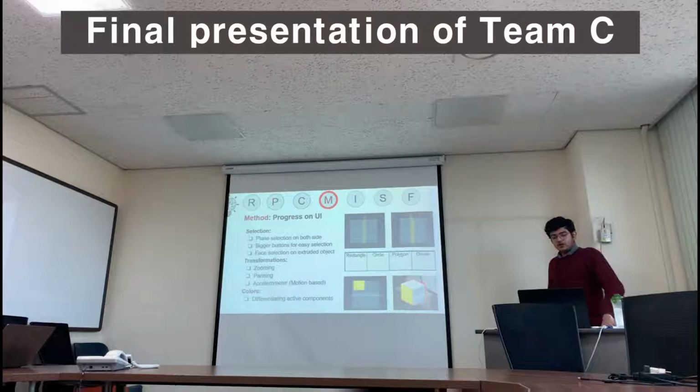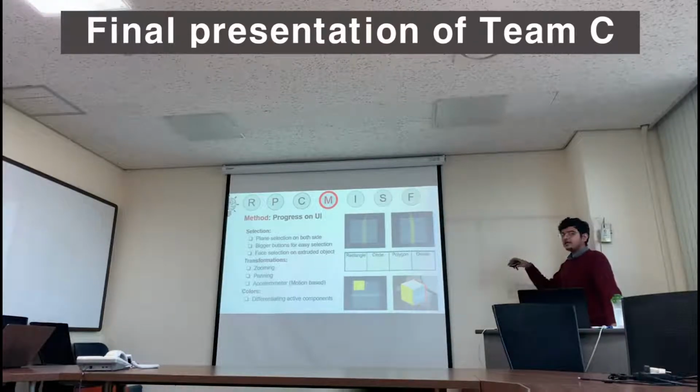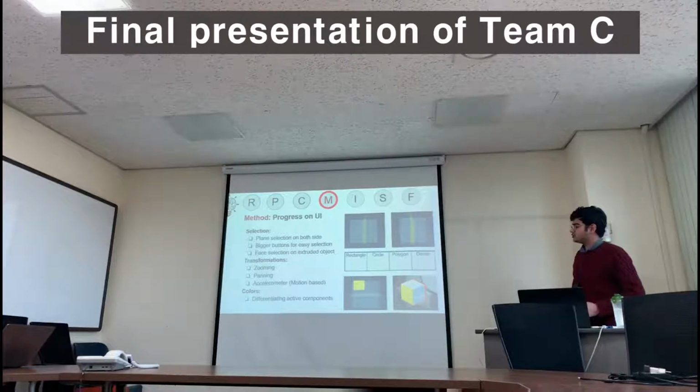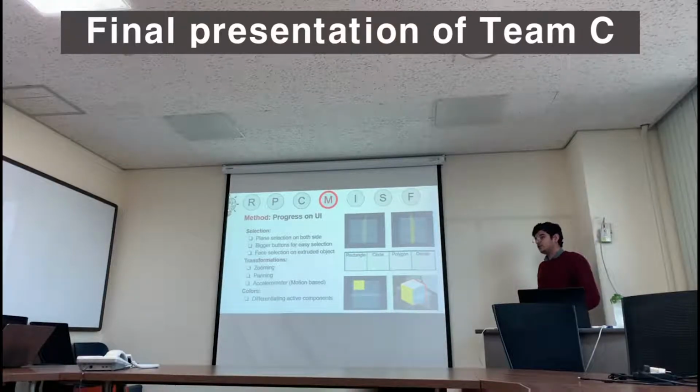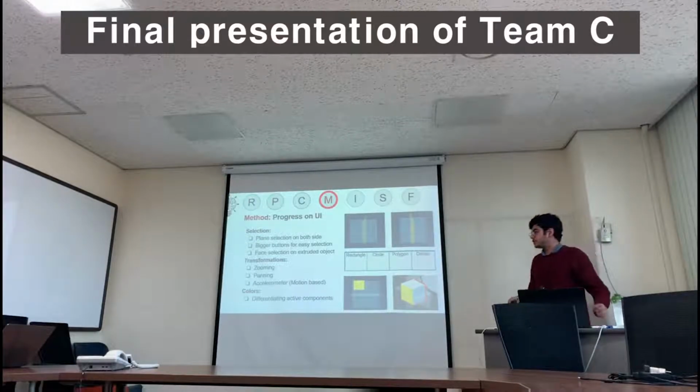Continuing the progress on UI, in the selection I just told you that we can select the plane from both sides. We had to make this function because it's not inside Unity. We made bigger buttons because it's easy to select on the smartphone, and we also implemented the face selection, which works by making a plane on the face that is selected, and it is only there during the duration when we sketch. When the sketch is complete, this plane disappears.